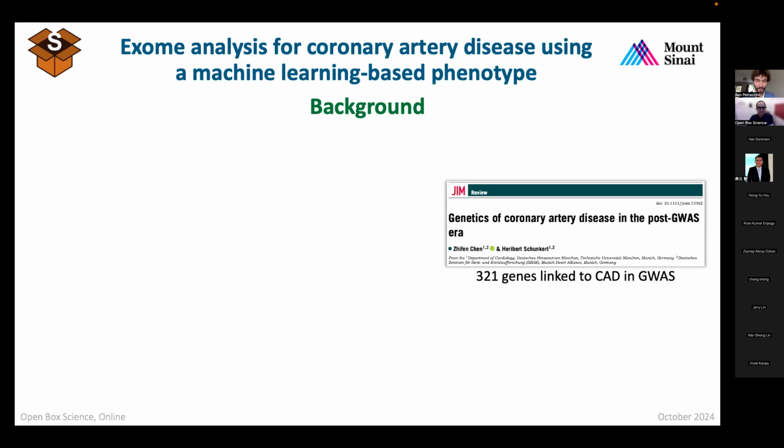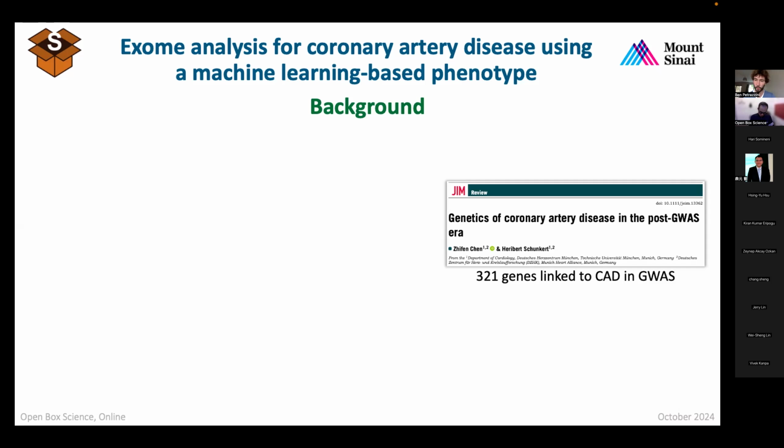Okay, thank you for the introduction and thank you for giving me the space to present our latest work with Rondeau and the lab at Mount Sinai. Here we did an exome analysis on coronary artery disease using a machine learning-based phenotype. And so a bit of background.